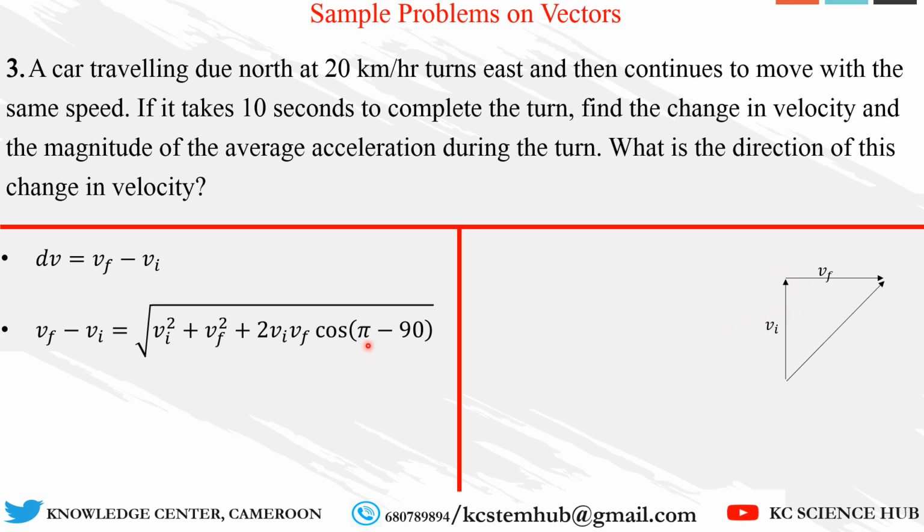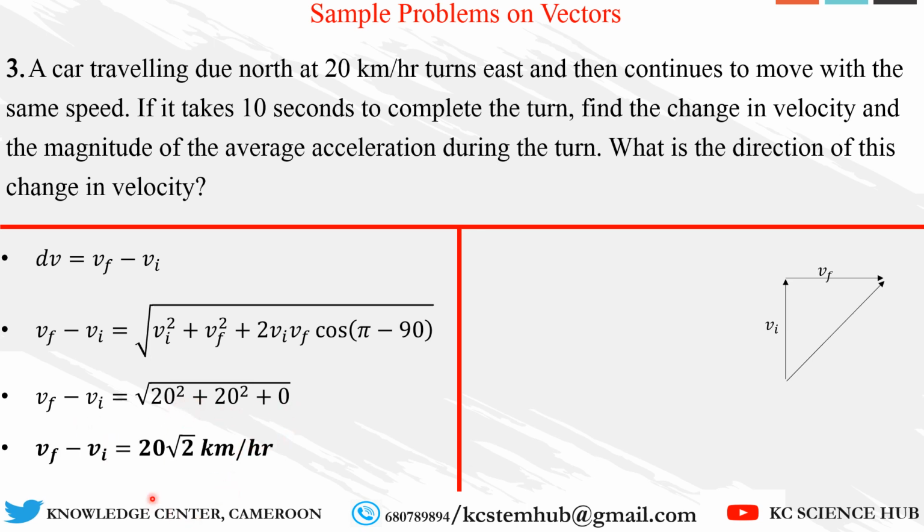Perfect. So you notice that the angle between those two vectors would now be pi minus 90, which is again still 90 really. So we get that, and so you notice that we're going to get 20 squared plus 20 squared, which is basically, now notice that cos 90 here is 0, that's why you are seeing me put 0 here, which is basically 20 root 2 kilometers per hour, and that's the change in velocity there, right?